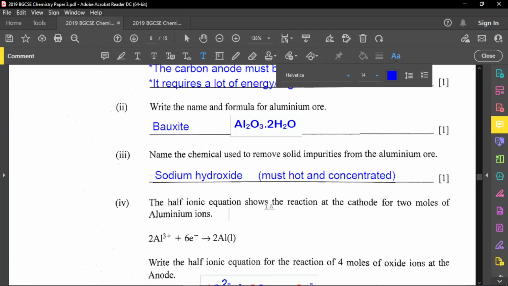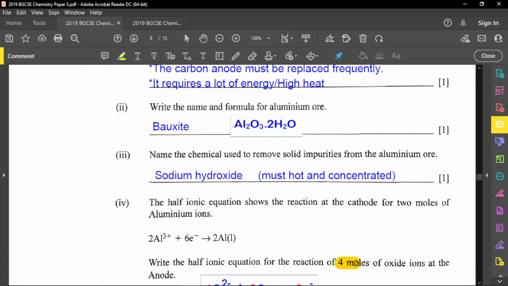for 2 moles of aluminum ions. And so you see the 2 moles of aluminum ions right here. Again, they go to the cathode because the cathode is negative. And so the reaction here gives you 6 electrons plus the aluminum. It said write the half equation for the reaction of 4 moles of oxide. So we're talking about 4 moles. That's very important here. 4 moles of oxide ion at the anode.